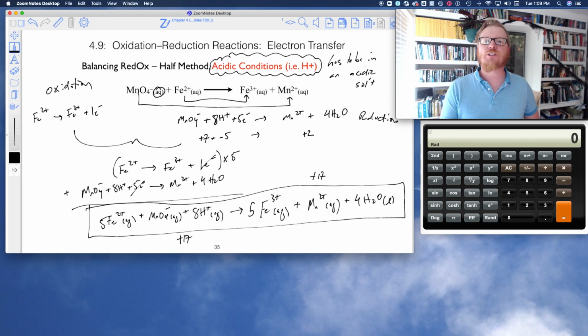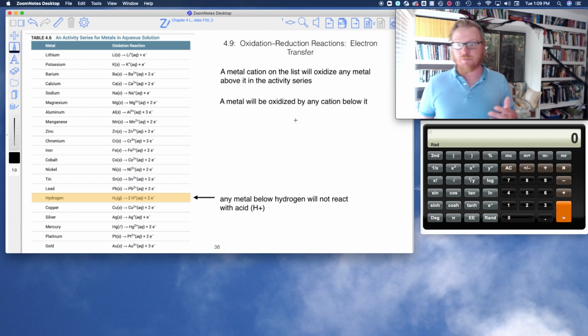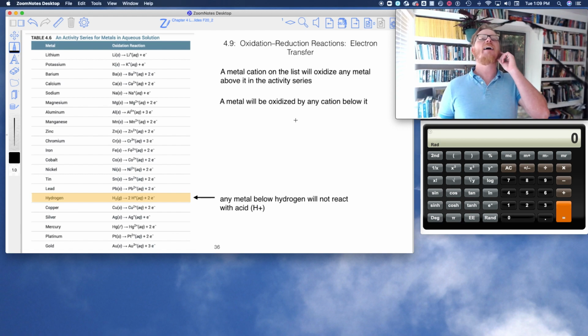Okay. Well, as it turns out, you can't just go and combine any redox reaction and get a reaction out of it. Let me say that again. You can't combine any oxidation reaction with any reduction reaction and expect it to go. That's just not how chemistry works.